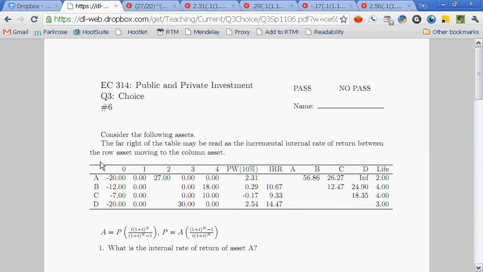Here's the explainer for version 6 of question 3 in spring of 2011.